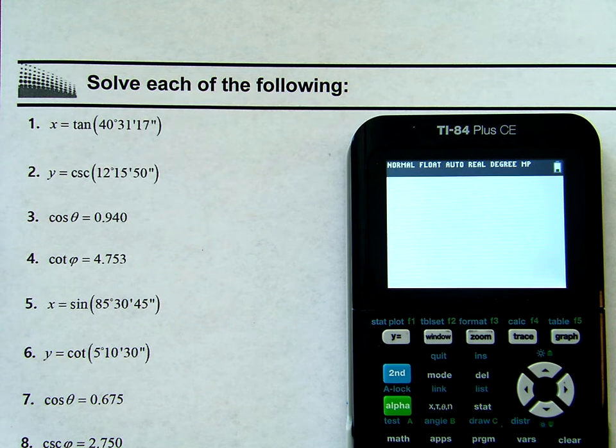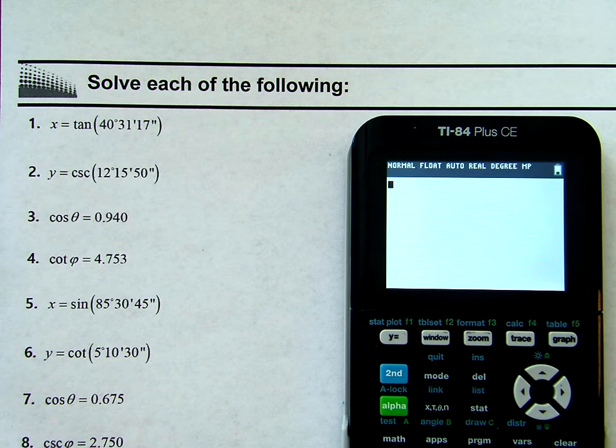All right, the plan for today is we're going to finish the PowerPoint that we started yesterday, picking up with this page right here. So this is concentrating on calculator keystrokes, knowing what to do when. Instructions are to solve each of the following.